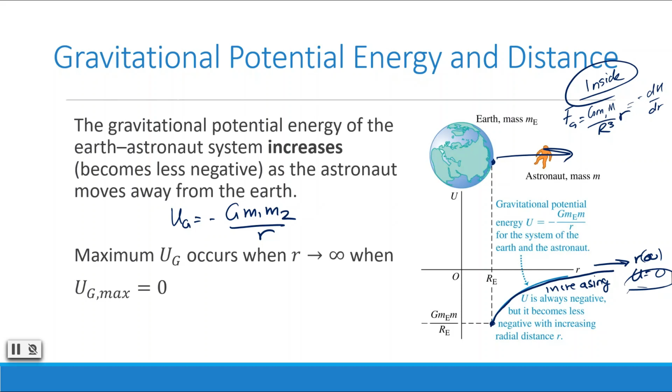So the more negative the number is, the smaller the potential energy. The closer to 0 your number is, the bigger it is. But your potential energy can actually never be positive under this model.